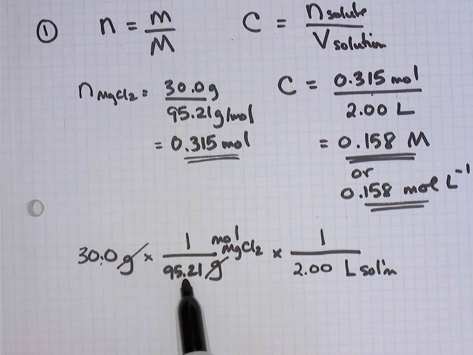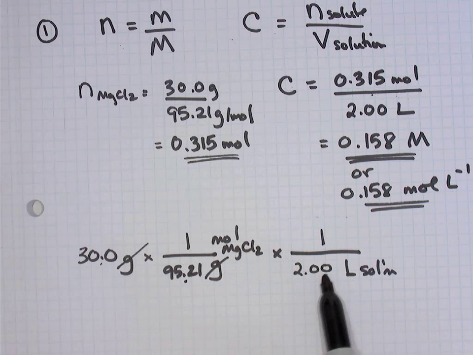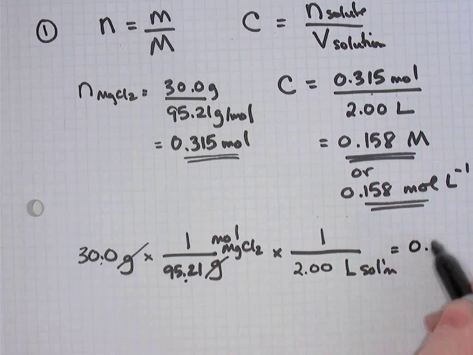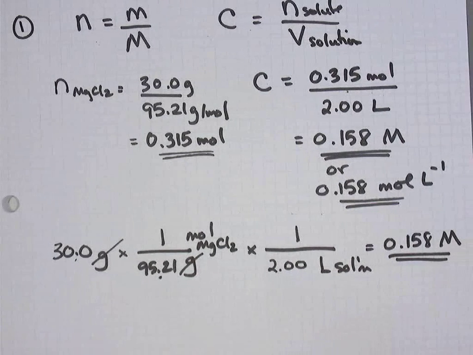Mass divided by the molar mass gives us the moles, and then we're dividing by 2 liters, which is what we did here to get the molarity. So we'll get the same answer, 0.158 molarity, or 0.158 moles per liter.